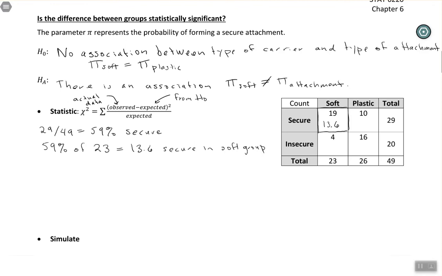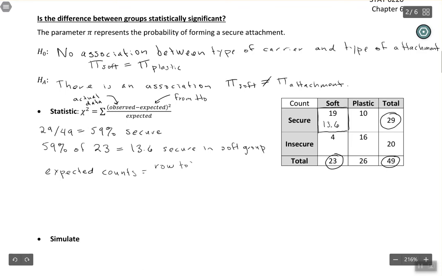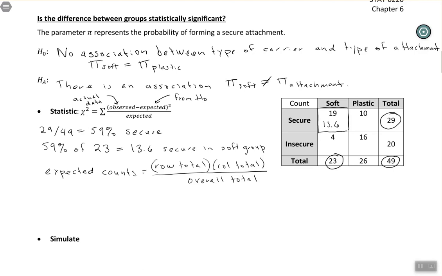So you can reason this out, but there's also a formula for deciding what the expected counts are. And you can see how it connects to what we've already done. So we're going to use these numbers, so 29 and 49 and 23. If we look at it, we've multiplied the row total, that was 29, times the column total, that was 23, and divided it by the overall total. So it's rearranged a little bit from the way we did it, but this is how you usually write the formula for the expected counts.